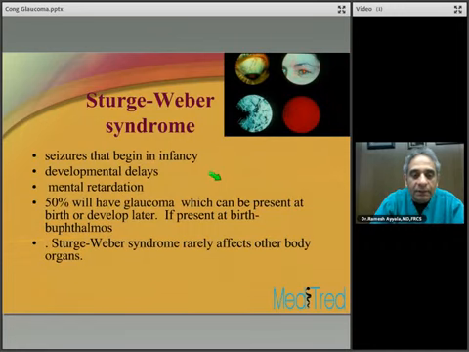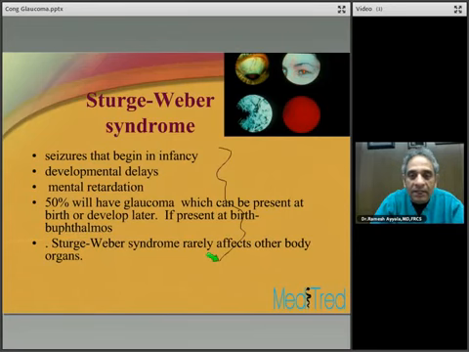So from the clinical point of view, these patients present with seizures that begin in infancy. They exhibit developmental delays, mental retardation. In 50% of the patients, they have glaucoma, which can present at birth or develop later. If it presents at birth, these patients can develop buphthalmos. Here is an example of how the eye looks.